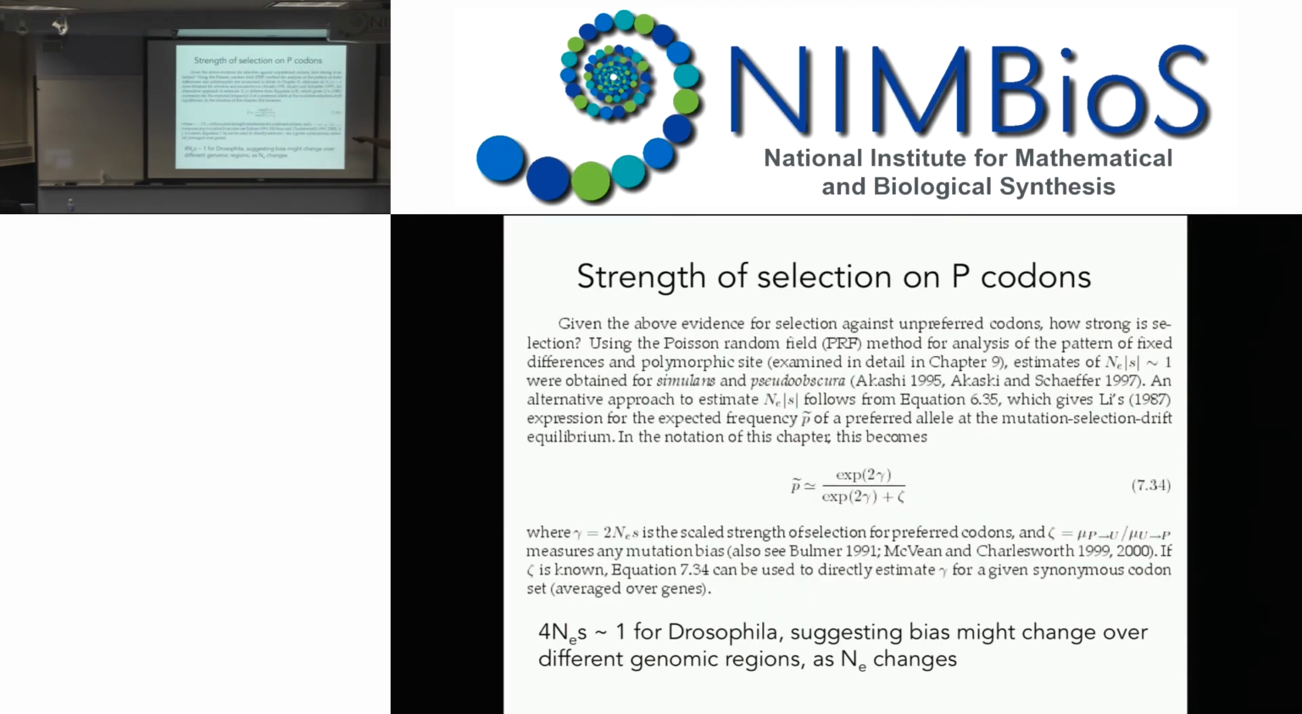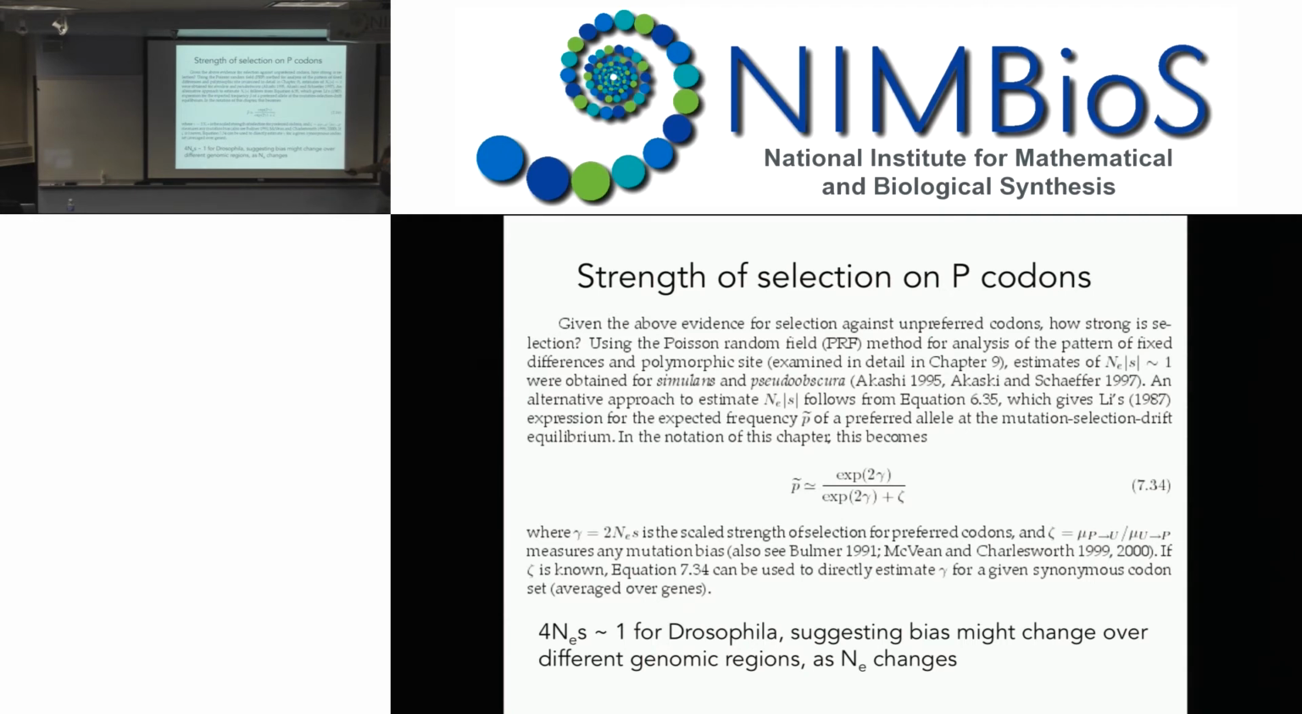You can actually estimate the strength of selection. It depends upon the strength of selection and the ratio of recombinations between those. When you use this expression in Drosophila, you get 4Nes is about equal to 1. That's a magic number, because if 4Nes on average were, let's say, 100, it means a relatively small shift in the effective population size still wouldn't change that. It would still make it selected for.